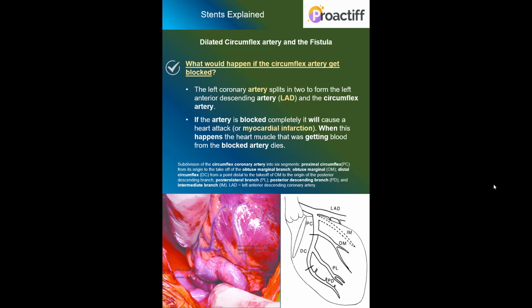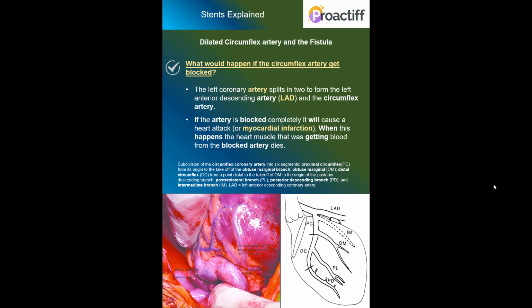You see that. And essentially, the dilated circumflex coronary artery has 6 segments, as you can see more clearly in the black and white visual, and how the inner side of the heart looks is depicted in the color picture.